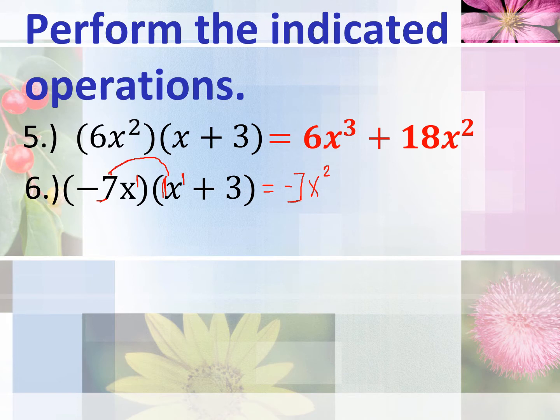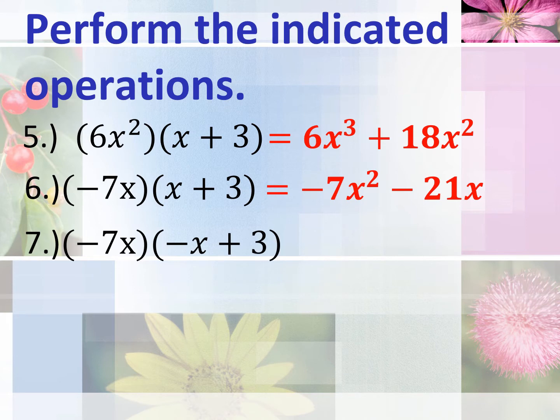Then, negative 7 times 3, that is equal to negative 21. Dahil magkaiba yung sign nila, magiging negative yung answer natin. That is negative 21. Then, copy natin yung x dahil wala namang variable dito sa tabi ni 3. Kaya x times 1 is equal to x. So, ang final answer natin is negative 7x squared minus 21x.